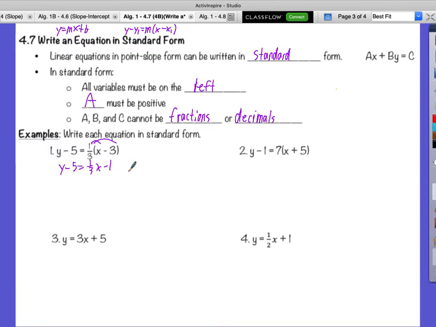Now we have one more step to get this into slope intercept form. What is that? Add 5. Now we have y is equal to 1/3 x plus 4. So now we turn it into standard form.